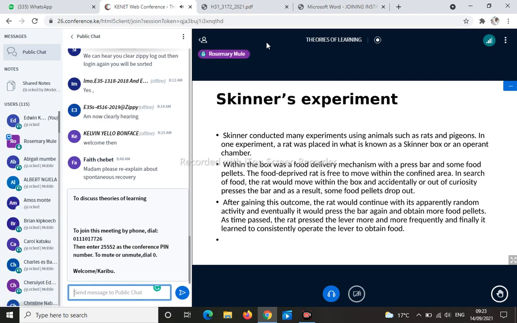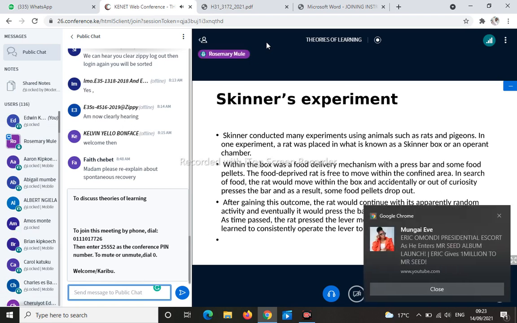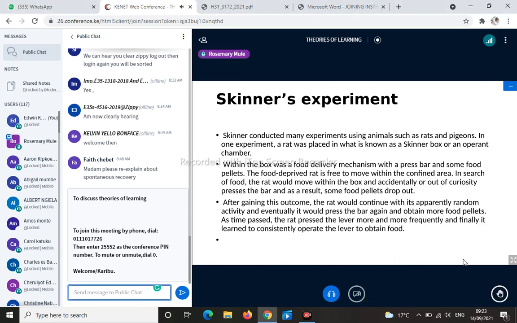So just as we have seen, classical conditioning is a theory of learning that was brought about by Pavlov. Operant or instrumental conditioning theory was brought about by B.F. Skinner. You'll get the more detailed notes about B.F. Skinner's experiments. But in summary, what did Skinner do in his experiments?